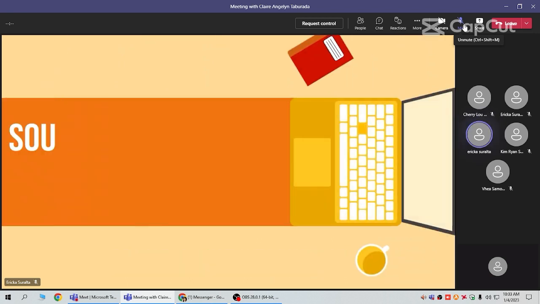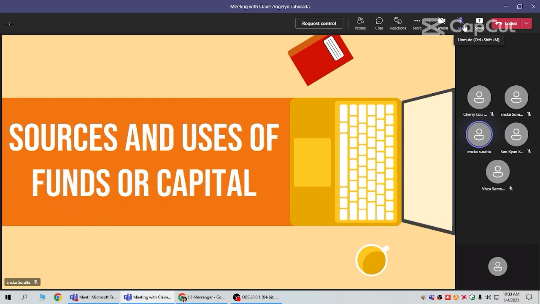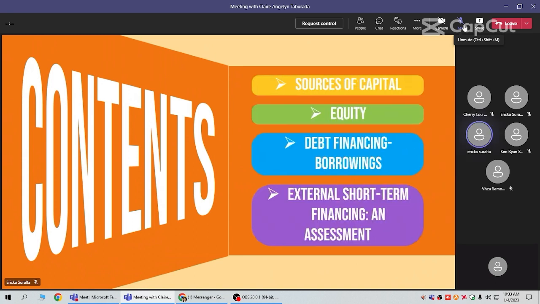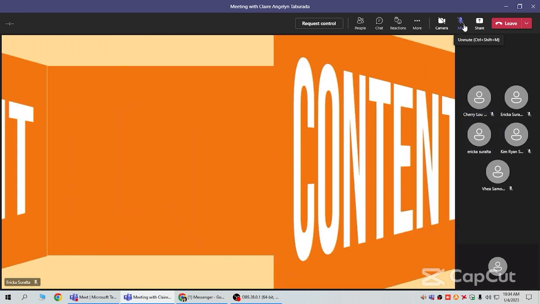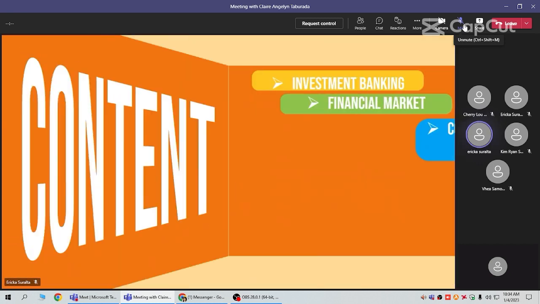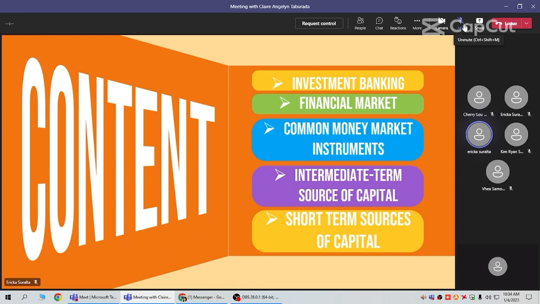And here is our topic for today, the sources and uses of funds or capital. So here are the contents of the sources and uses of capital. Number 1, we have the sources of capital. Next is equity. Next is debt financing borrowings. Then external short-term financing, an assessment. And then the equity versus debt financing, invested capital against borrowed capital. Loans and amortization, long-term sources of capital, bonds, leasing, investment banking, financial market, common money market instruments, intermediate term source of capital, and short term sources of capital.